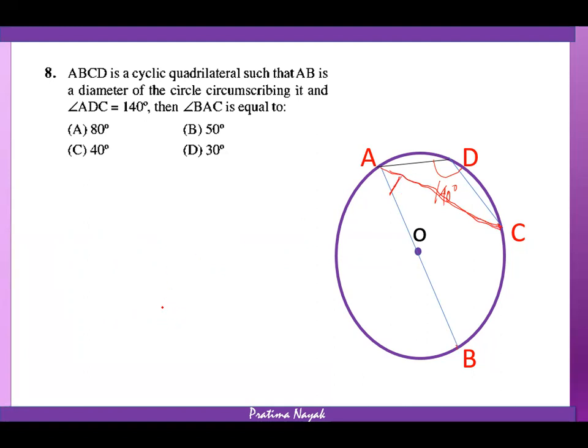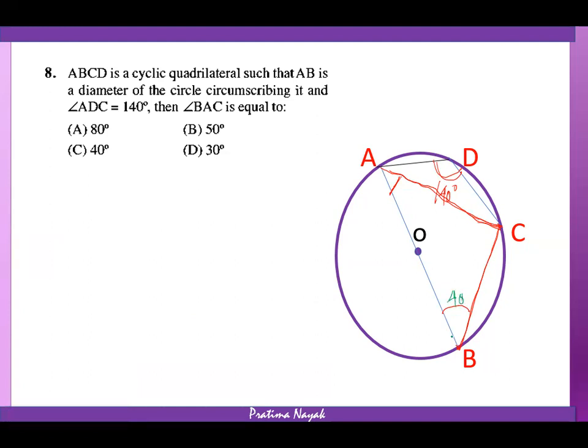Can the idea click to you? Just join BC. So here you have to think clearly and draw correctly. This is your 140. First I'll get this angle. How much will it be? It will be 40. Why?